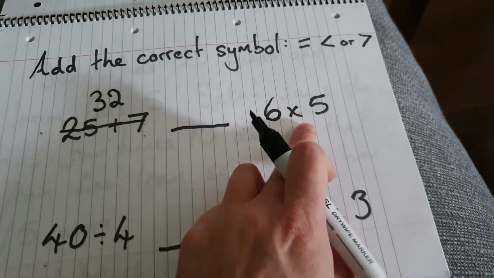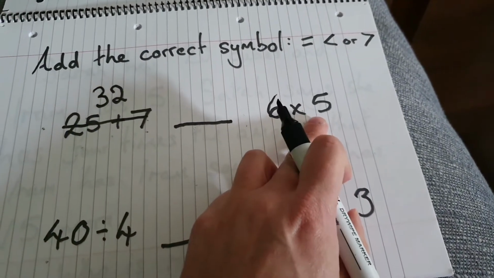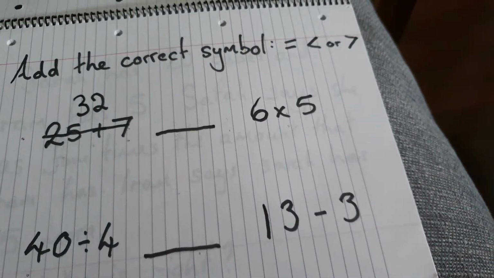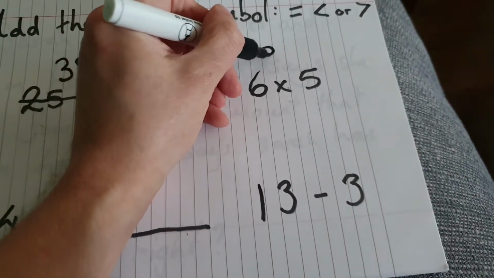Over here I do 6 times 5, so I count in my 5s 6 times. So that's 5, 10, 15, 20, 25, and 30.